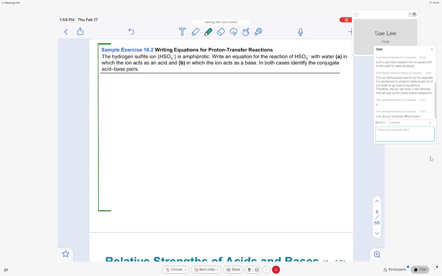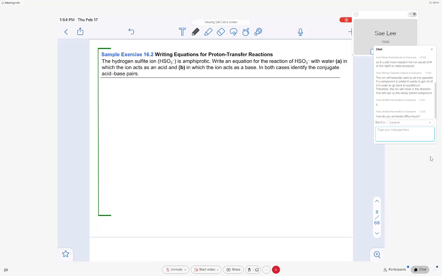Let's try another sample exercise about conjugate acid-base pairs. In this exercise, you have to write an equation where the hydrogen sulfide ion acts as an acid in water and also acts as a base in water. It is amphiprotic. Question A: we're going to write a chemical equation where hydrogen sulfide acts as an acid.